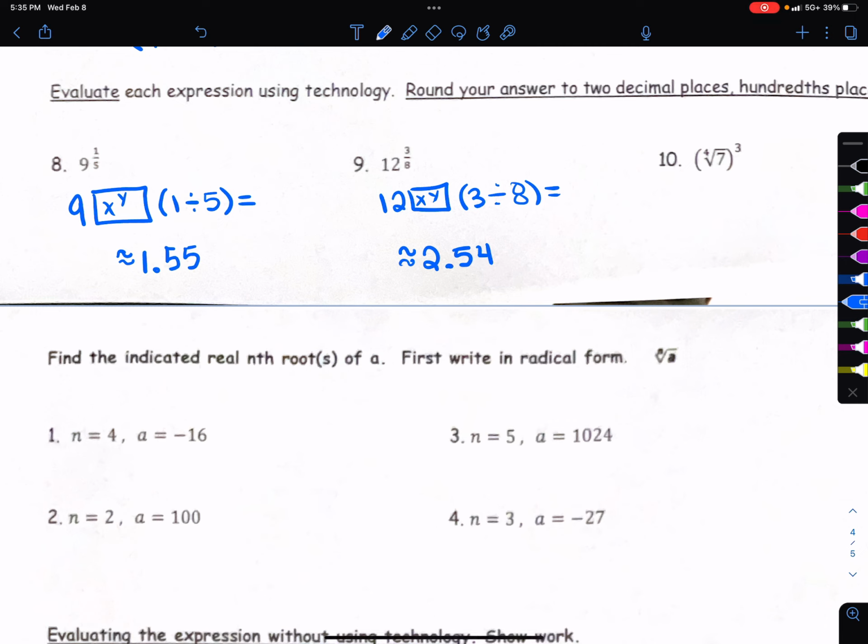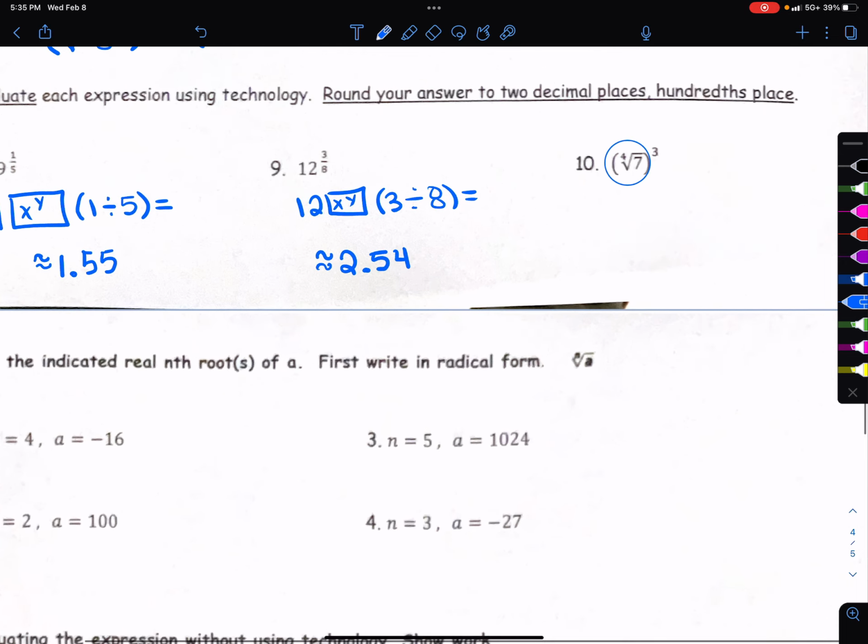Okay, and the last one. Now, you have 2 options. You could find the 4th root of 7 and then take it to the power of 3. Or you could rewrite it so that it is 7 to the 3/4 power.